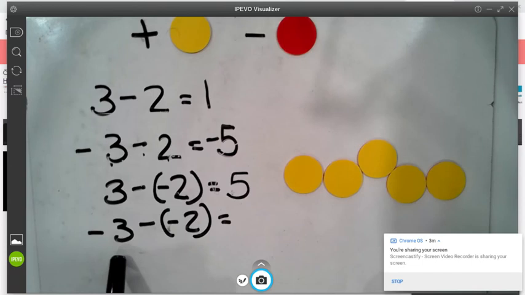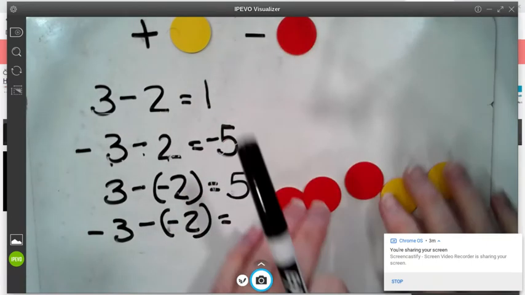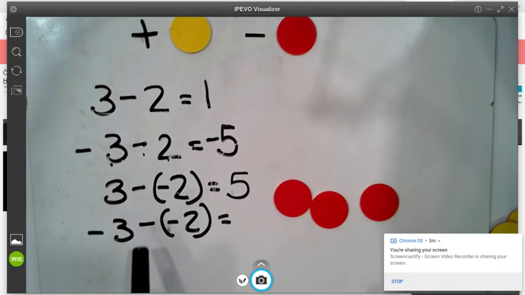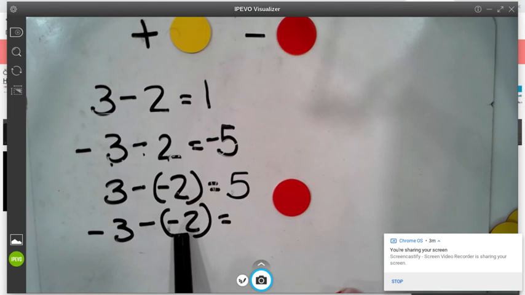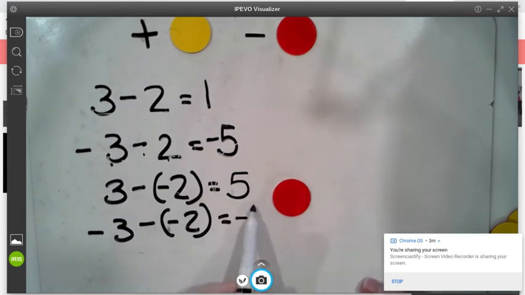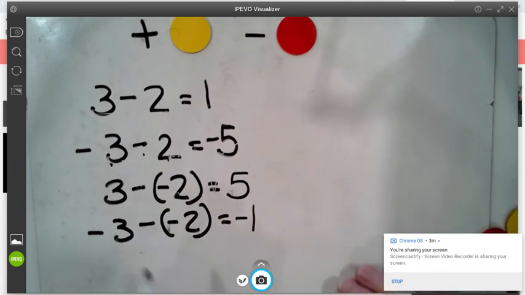Let's look at the next one. 3 negatives, and I'm going to take away 2 negatives. Well, I have 2 negatives to take away. I can totally do that. Take away 2 negatives, and I'm left with 1 negative.